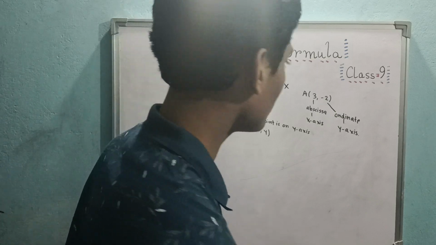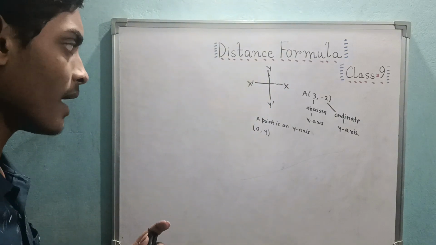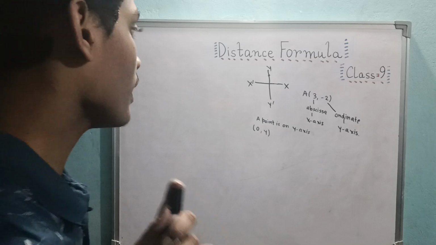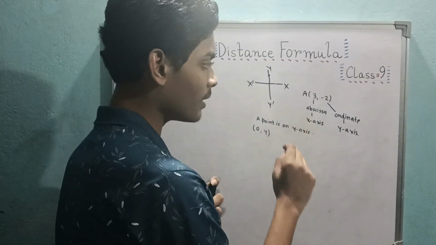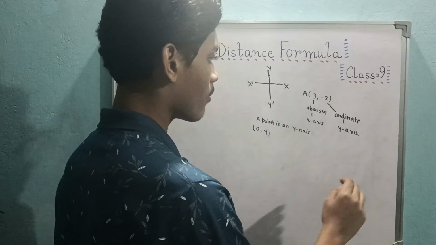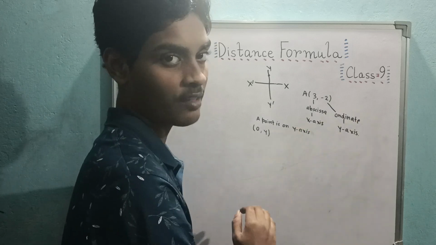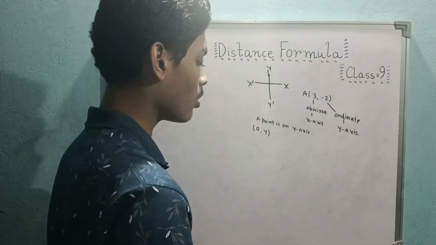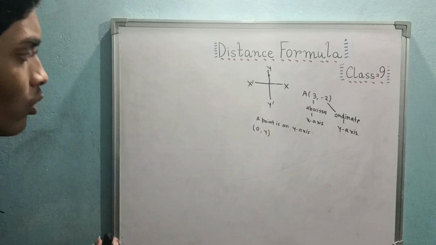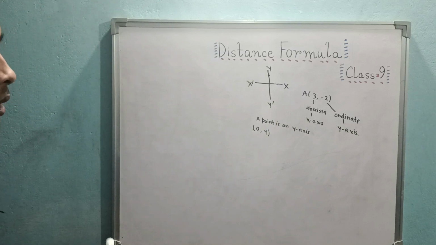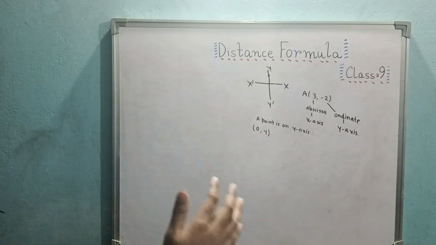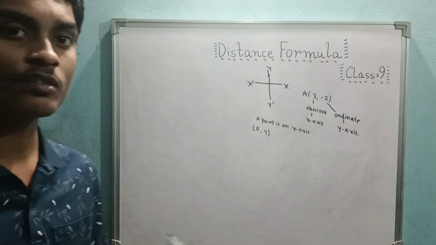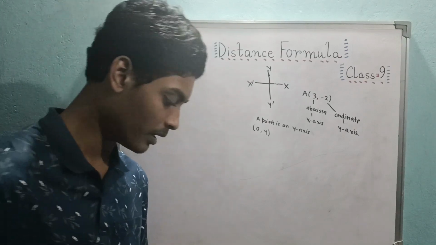So when you are told that a point lies on any of the axes, then for the x-axis the abscissa will be there, ordinate will not be there. For the y-axis, ordinate will be there, abscissa will not be there. Remember these small things. Why I told you is because now you will learn the distance formula, which involves calculating the distance between 2 points. I am explaining how it is done.